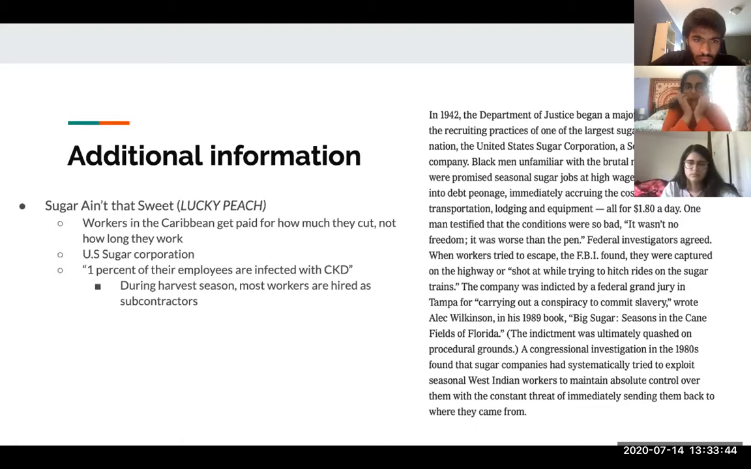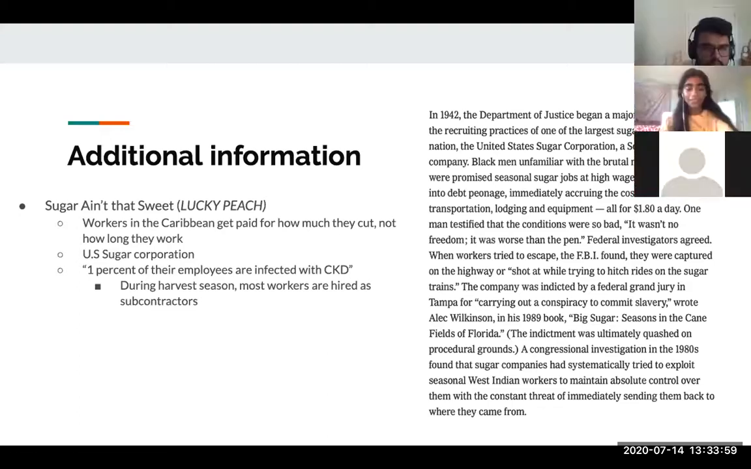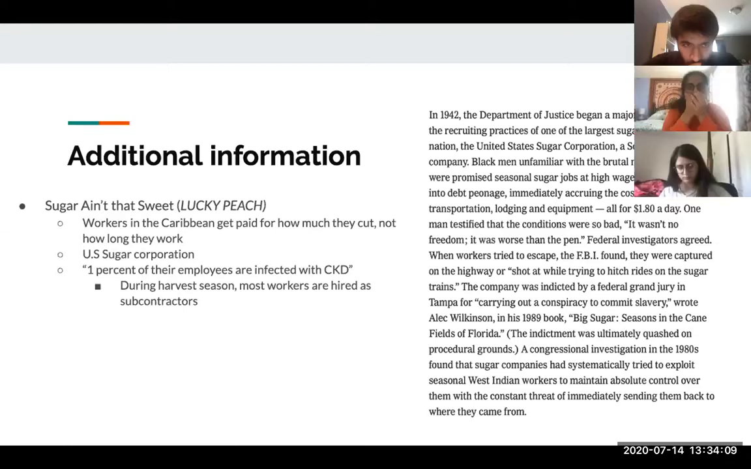Workers would try to escape on sugar trains that were distributing sugar to different parts of the US, and they would literally shoot them. And it wasn't uncommon to have people try and catch workers who were trying to run away on highways, which I thought was really, really crazy because that's 1942. That was not that long ago, and I haven't heard anything about that, but it's literally modern day slavery hidden within the sugar industry.